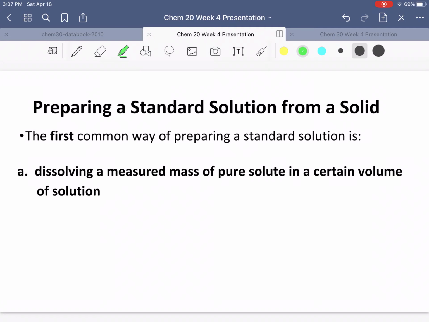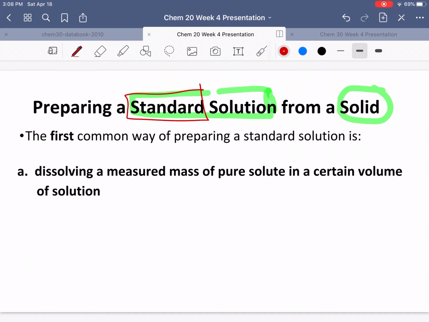Hello, hello. We are continuing on with the third section of week 4 notes, which is about preparing. So this would have been lab stuff, but preparing a standard solution from solid. What this would involve, guys, is you're trying to create a solution that you know the concentration of, that's why it's standard, and you'd be taking literally solid chunks of something and dissolving it.